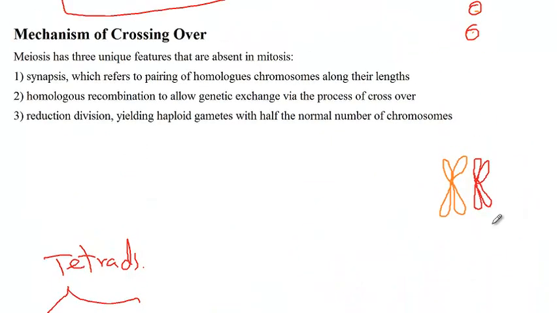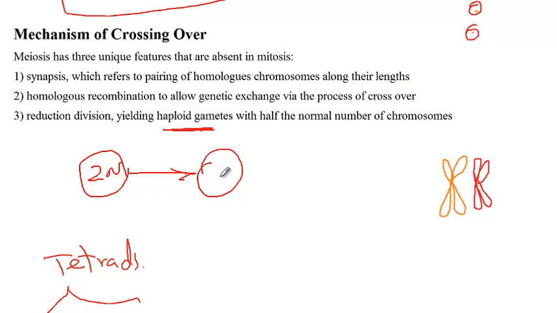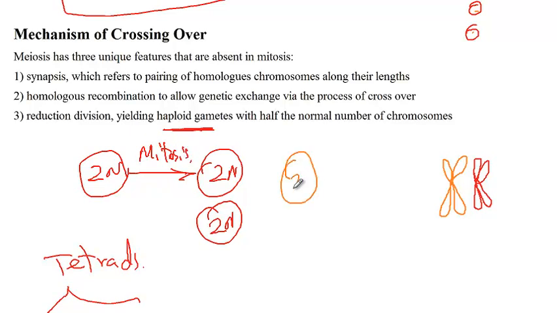And then finally, the other important difference between meiosis and mitosis is the reduction in the chromosome number. Meiosis yields haploid gametes, while mitosis yields diploid. So here we have 2N, and mitosis will yield 2 2N cells. So this is mitosis. Versus meiosis, we have a 2N, and it undergoes 2 divisions, meiosis 1 and meiosis 2, as a consequence of which it will yield 4 haploid cells.